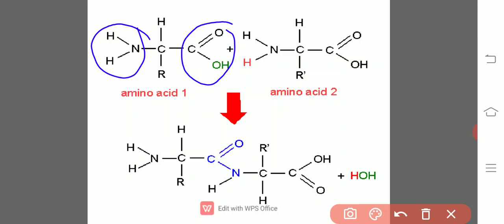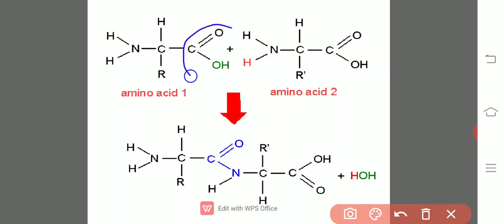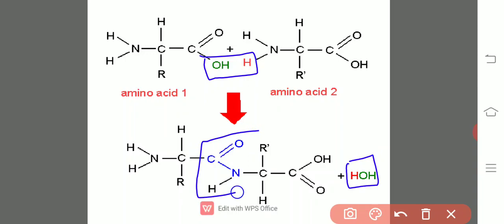Right? Now, how the peptide bond is going to form is, the carboxylic group of one amino acid and the amino group of another amino acid fuse together by removing one water molecule, which is released, and there will be a formation of CONH bond. The CONH is nothing but the peptide bond which binds two amino acids together.